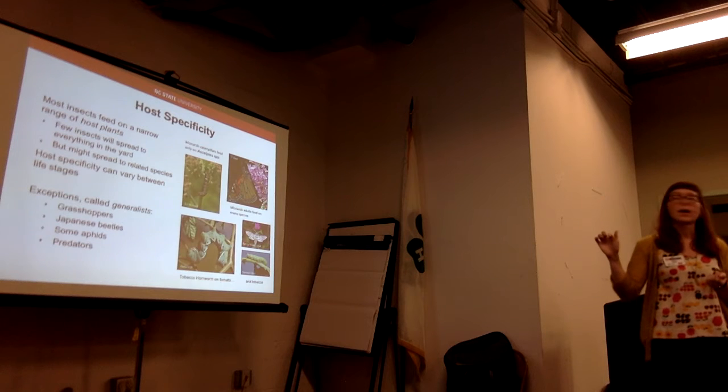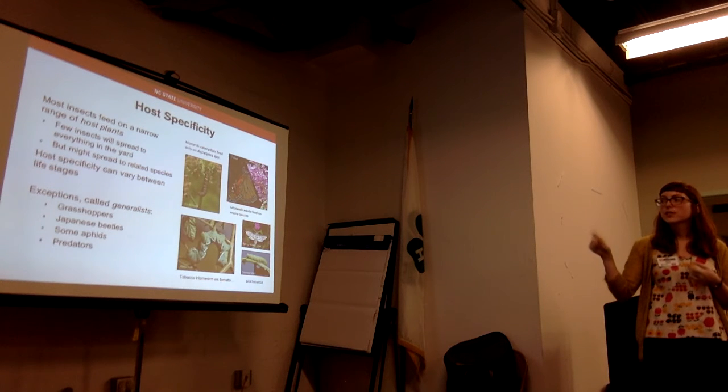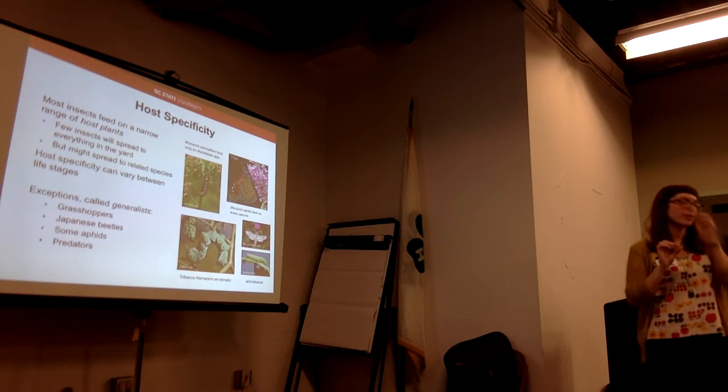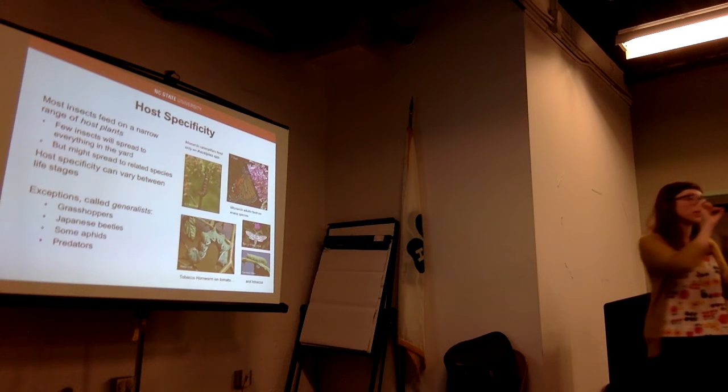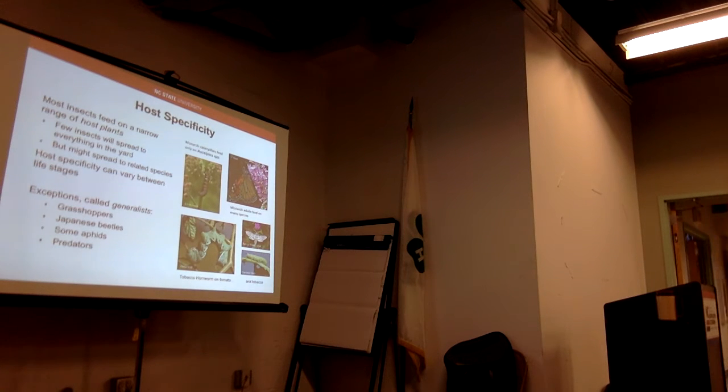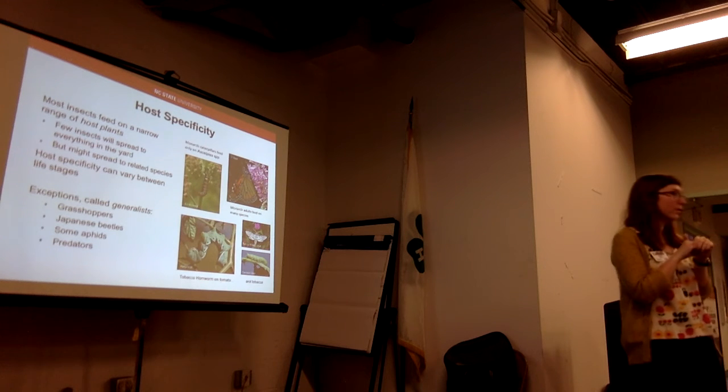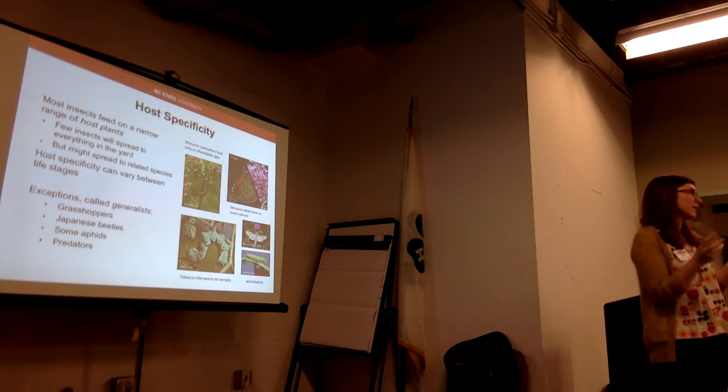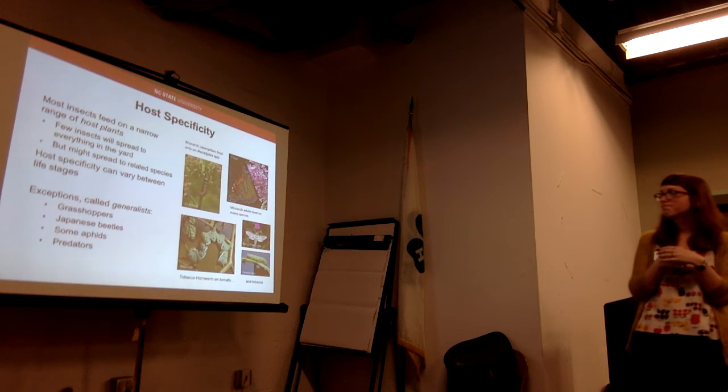The way to think about this is that host specificity can vary between life stages, and often if an insect can do one type of plant, it might be able to do a very closely related species, right? So we think about tobacco and tomato hornworm. You might see those on each other, and that's because the plants themselves are closely related.